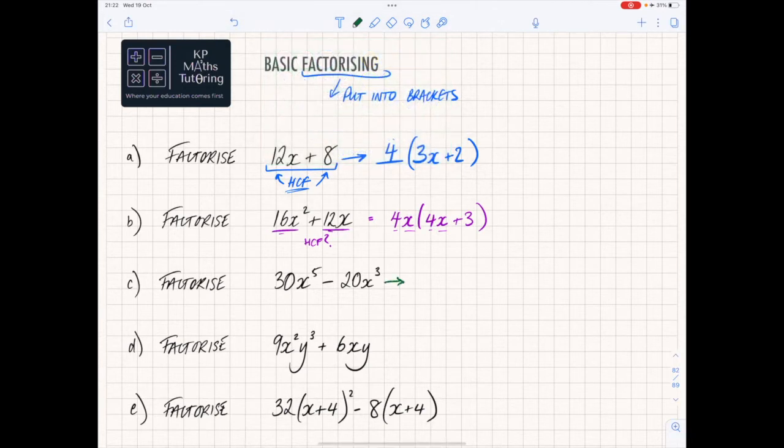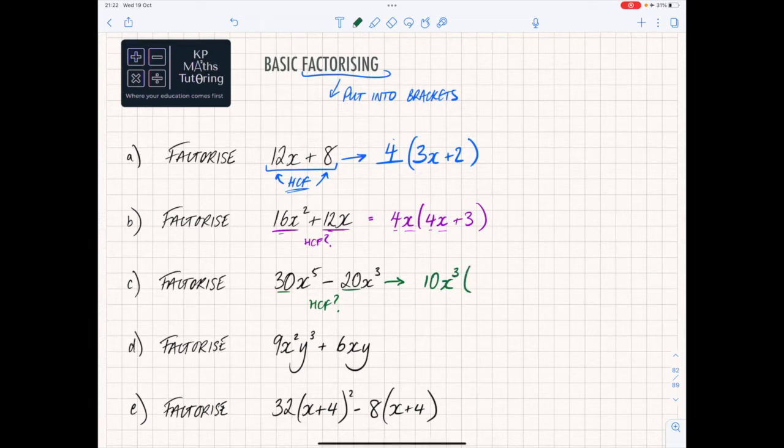So in this one, same thing, highest common factor first of all. What's the highest number that goes into 20 and into 30? So looking at the number first, your answer is 10. So 10 is the highest value that goes into both, and we know that there is an x in both. But what you now need to do is, if there are two indices, you choose the lower indice. So 3, x to the power 3, is my lower indice.